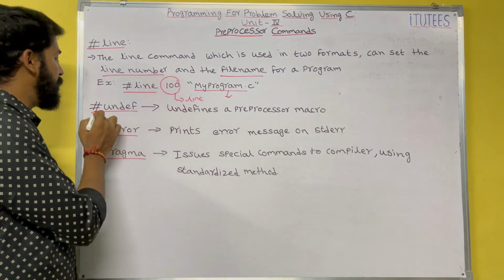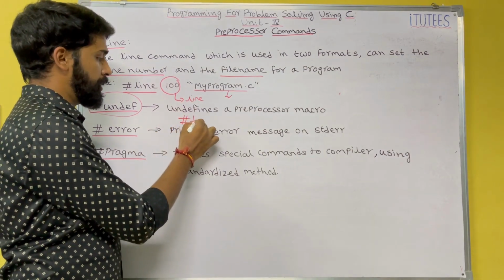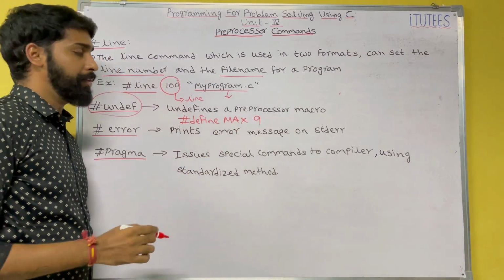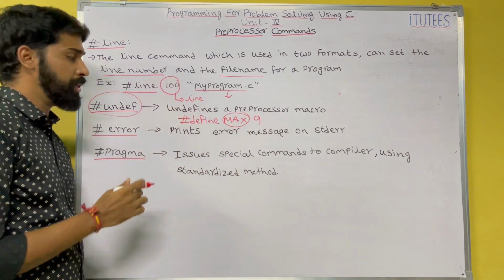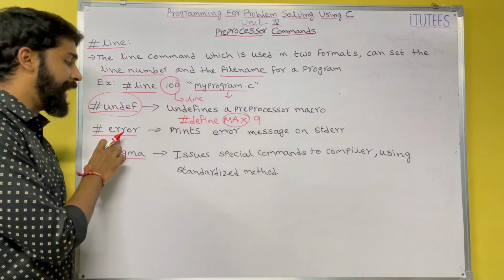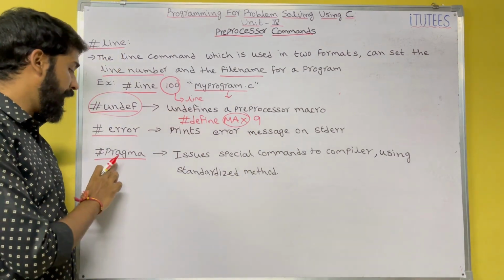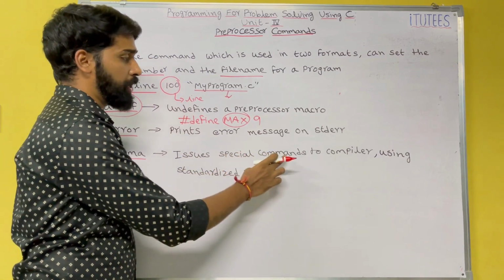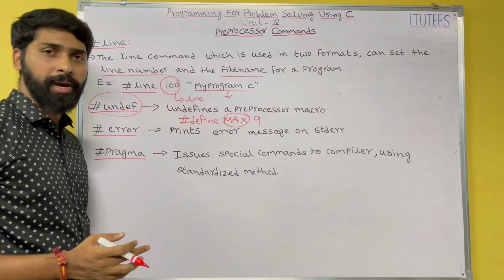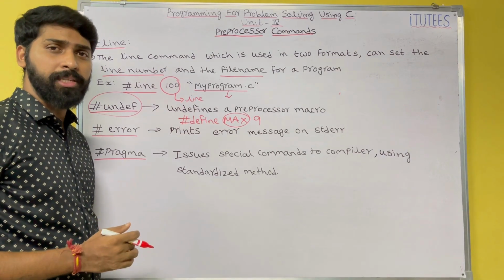And the next preprocessor command is #undef. In the previous example, we defined one variable, #define max 9. Now, how can we undefine this max macro? By using #undef. So #undef undefines a preprocessor macro. And #error prints an error message on standard error. And #pragma issues special commands to the compiler using a standardized method. So this pragma preprocessor command can be used in advanced environments. I hope you all understand preprocessor commands in C programming.